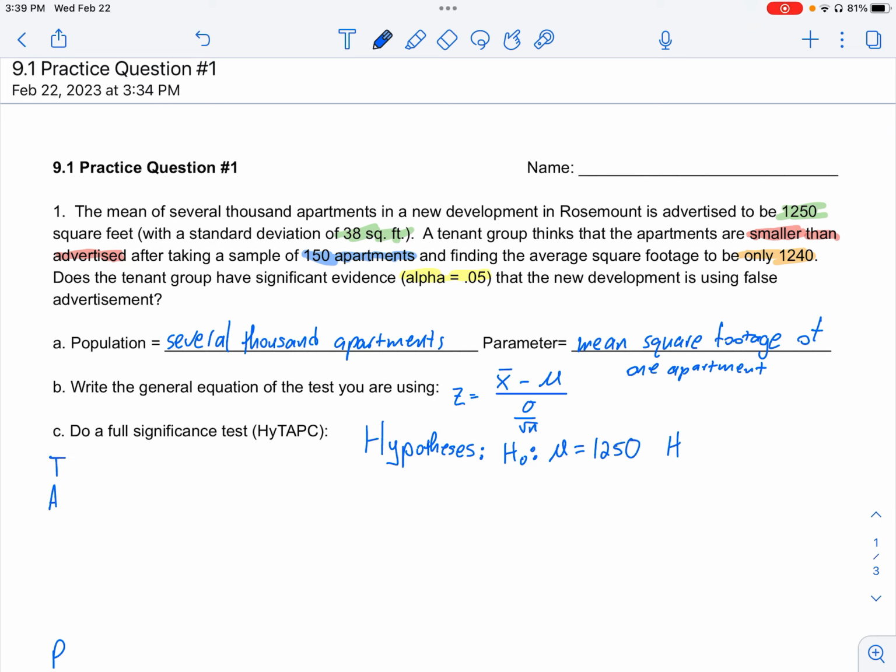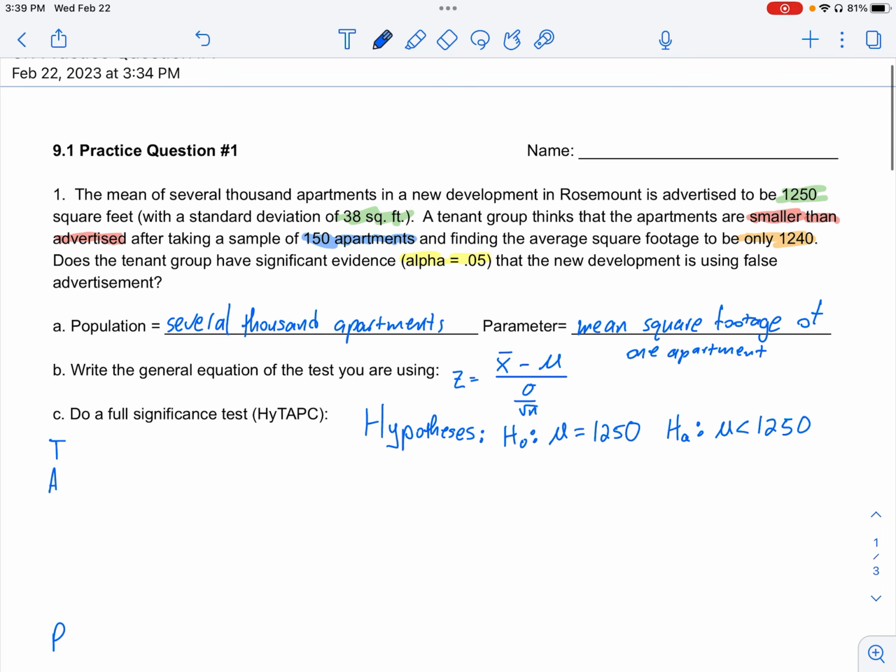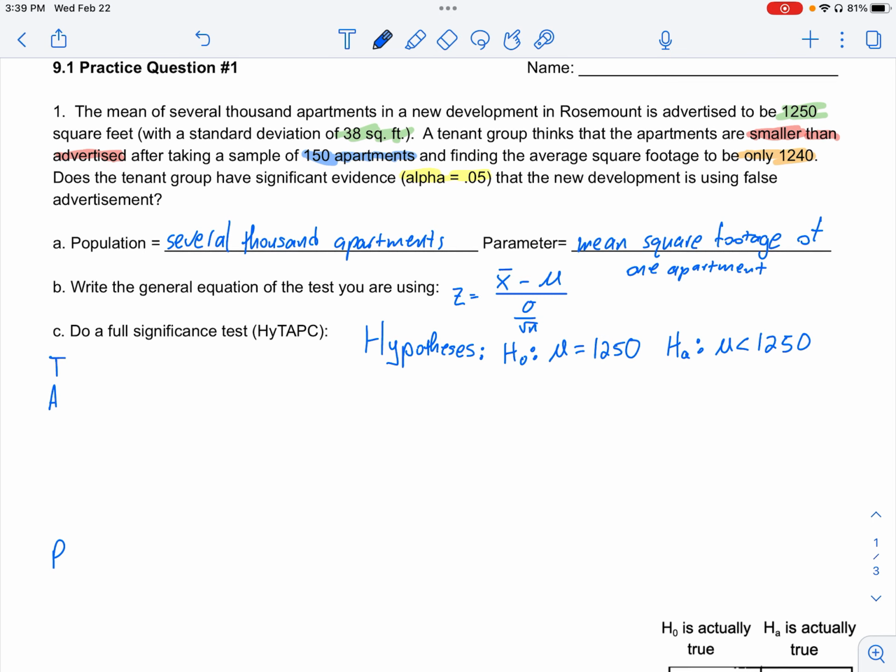The alternative, with a subscript A for alternative, is, now I have to think here, is this going to be a one-sided test or two-sided? If it's one-sided, which way is it? I highlighted it here to help us. The tenant group thinks the apartments are smaller than advertised, smaller than 1250. So our alternative is that the average is less than 1250. So that's HY in HI-TAPSY.